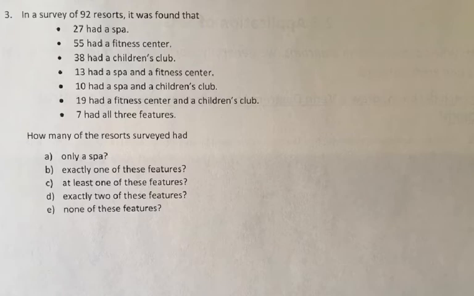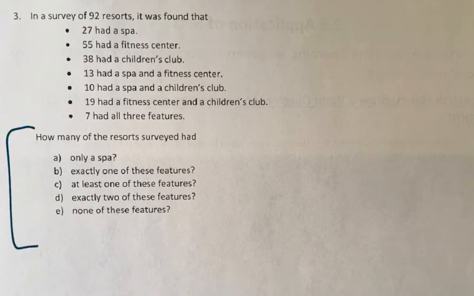So in a survey of 92 resorts, it was found that 27 had a spa, 55 had a fitness center, 38 had a children's club, 13 had a spa and a fitness center, 10 had a spa and a children's club, 19 had a fitness center and a children's club, and 7 had all 3 features. Now this is a lot of information for us to use to figure out how much goes in each section, each region of our Venn diagram. But we're going to have to answer these questions.